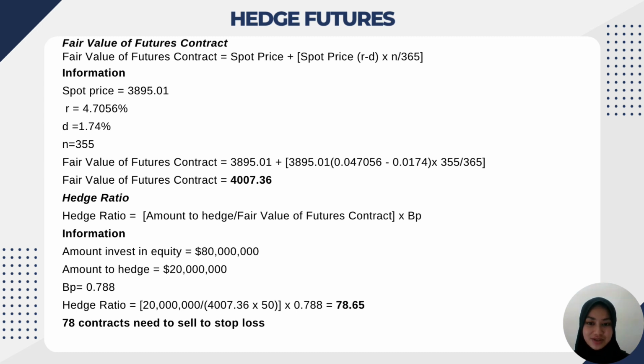And next, we need to find the hedge ratio. By using the amount to invest in equity, which is $80 million, amount to hedge is $20 million, and the beta portfolio is 0.788. And by using the formula, we got the hedge ratio is 78.65. And it means that there are 78 contracts that need to be sold in order to stop loss. That's all from me. I will let Adrina continue the presentation. Thank you.